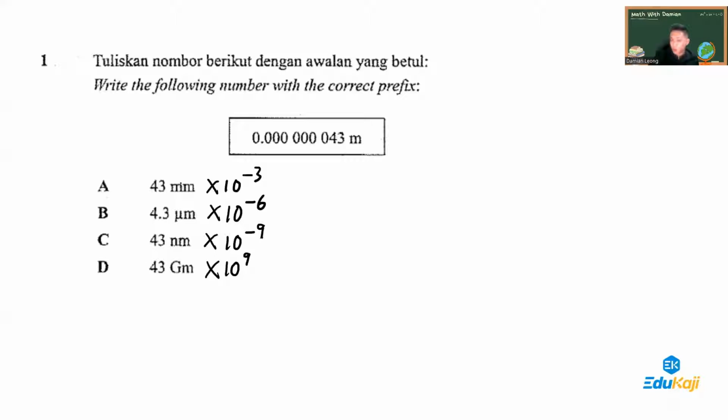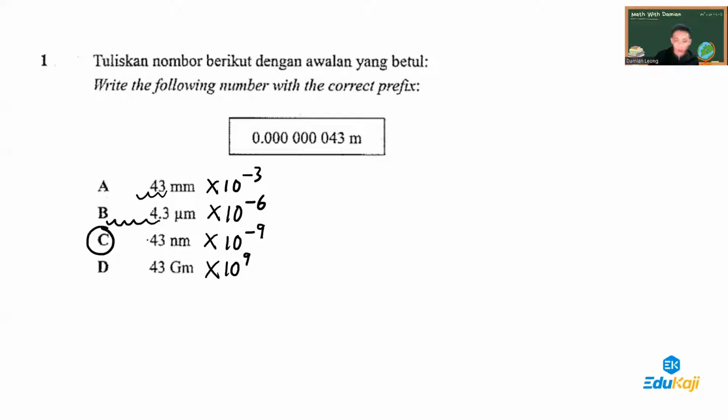Millimeter is a bit too big for this as well. It only moves 3 decimal places back, so there's not enough zeros. This moves back 6 spaces, 1, 2, 3, 4, 5, 6. Also not enough zeros. So the only one that can give us this is C.